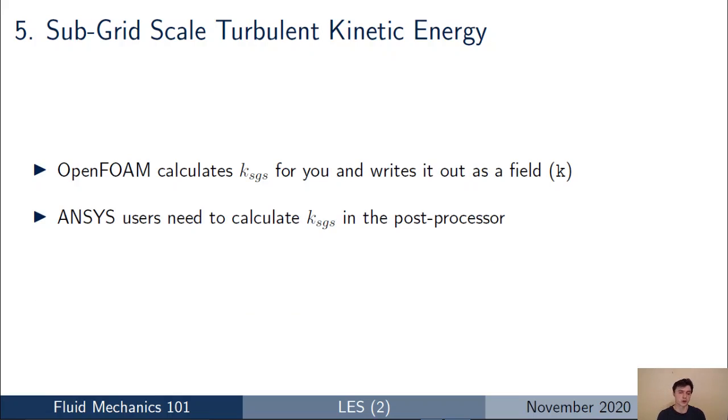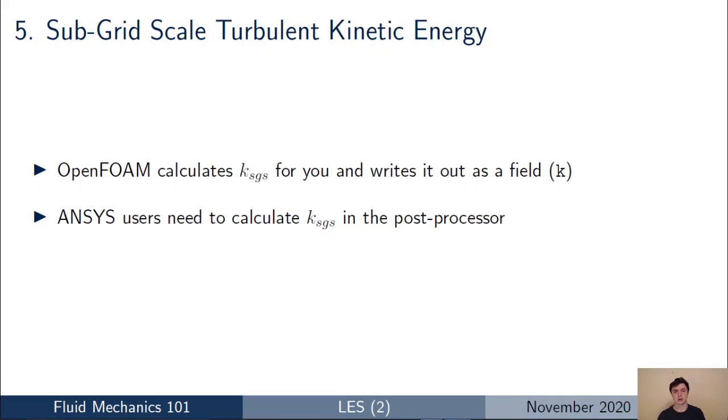Now it's worth pointing out that if you're an OpenFOAM user, you're very lucky, because the OpenFOAM code calculates the subgrid scale kinetic energy for you and writes this out as a field, and that's the field K. So if you're an OpenFOAM user, when you look in your time directories, you'll see a number of different fields and a turbulent kinetic energy field K. This is the subgrid scale turbulent kinetic energy field. So you would then need to calculate the resolved turbulent kinetic energy as we showed previously, and then you've got both components and you can just skip the stages here.